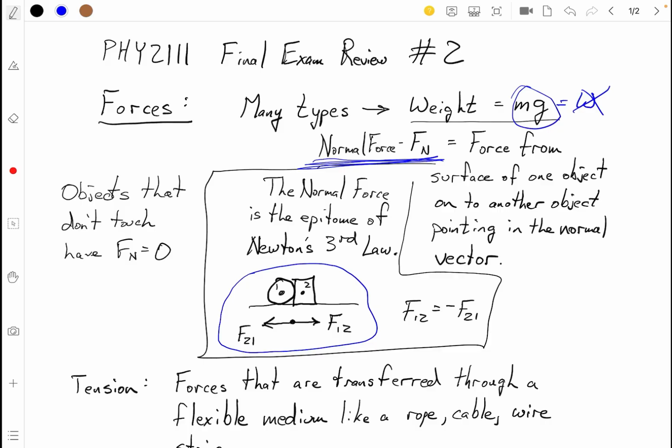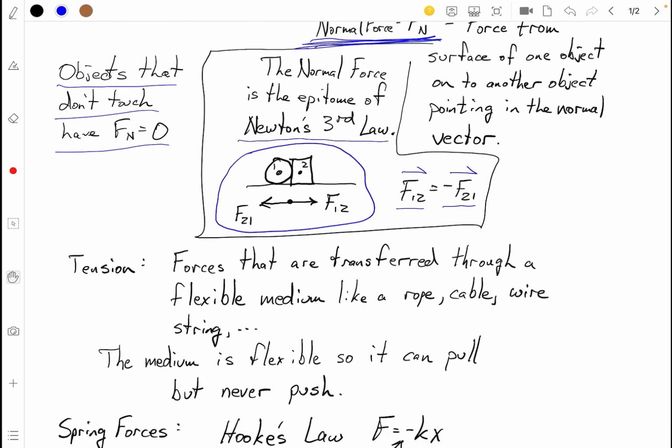pushing on each other. Okay, so the force of 1 onto 2 is equal to the force of 2 onto 1, but these things are vectors. So therefore, there's a negative sign because one's pointing in the opposite direction. So equal and opposite. This is the epitome of Newton's third law. All right. So if the objects don't touch, then there's no normal force. But if they are touching, there's a normal force. It could be very, very small, but it's still there. Okay? So that's how that rolls.